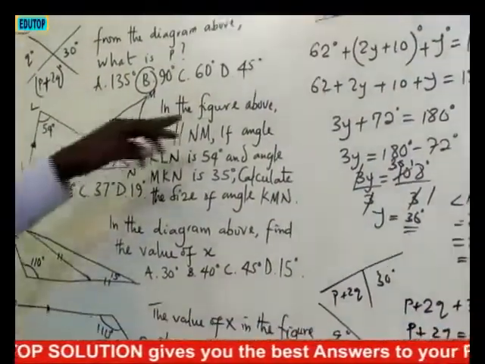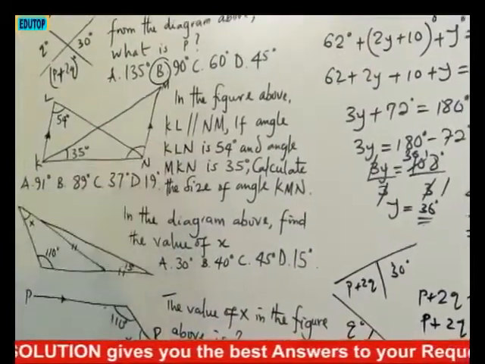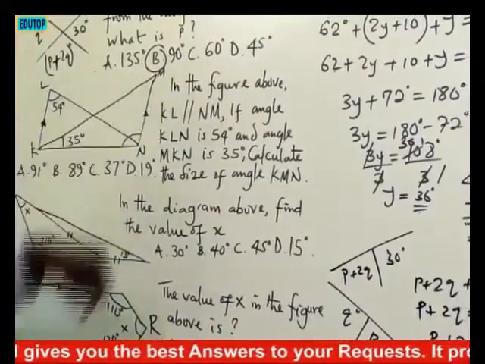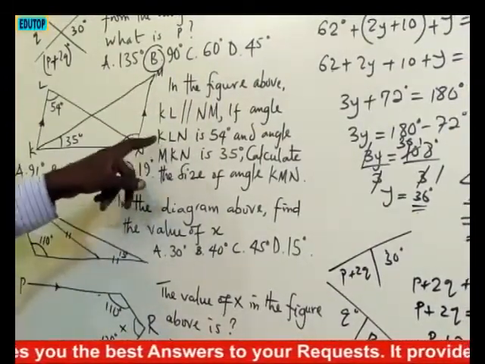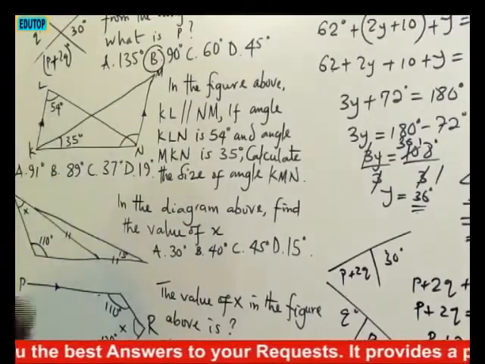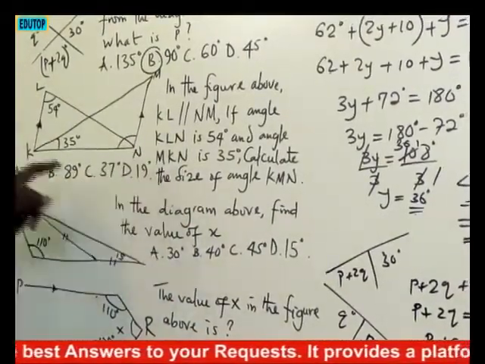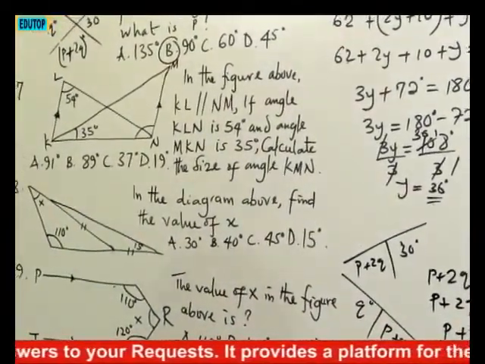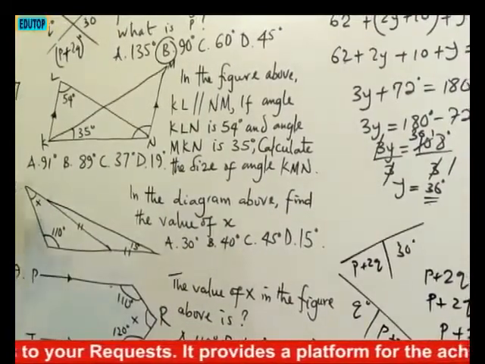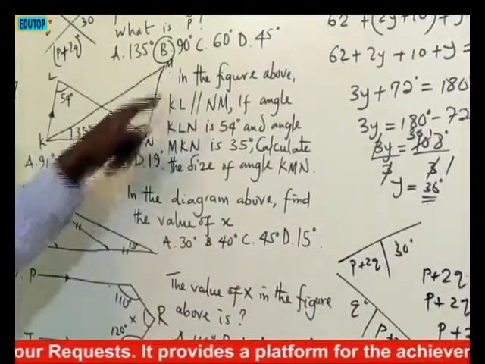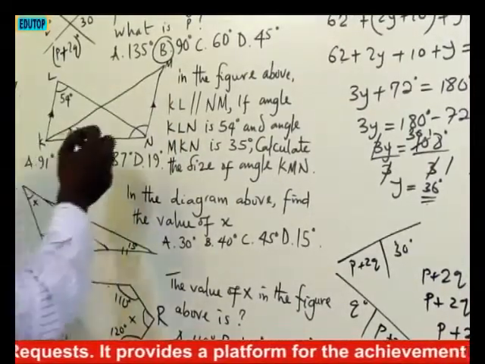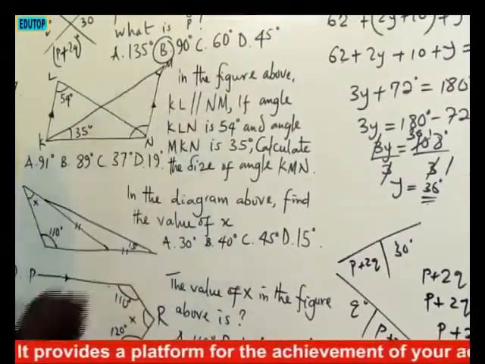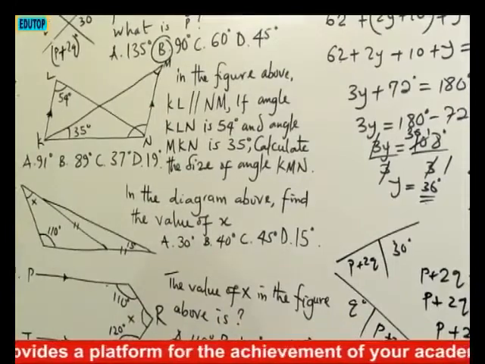So the question says that in the figure above, KL, where is KL? KL is parallel to NM. NM, you can see that means these two lines are parallel. If the angle KLN is 54 degrees, and angle MKN is 35 degrees. Calculate the size of the angle KMN. So the question asks us to calculate angle KMN. So this angle is what we are looking for. We are looking for that angle.